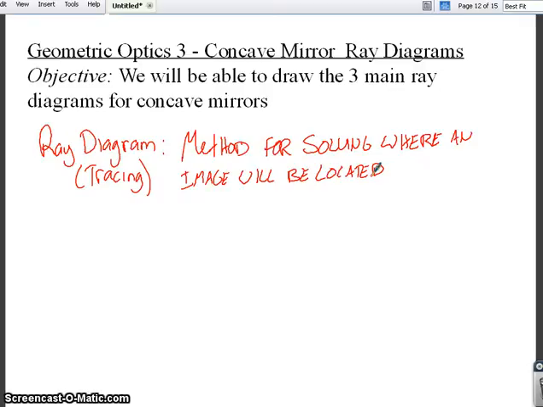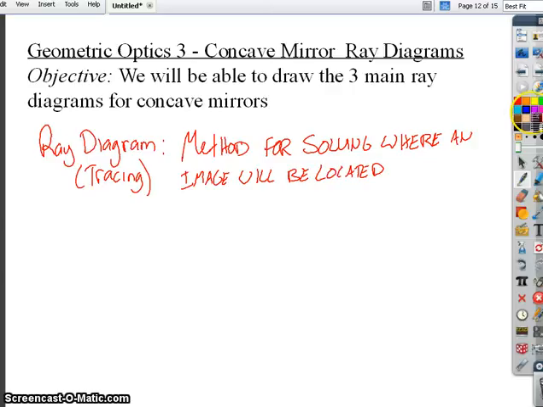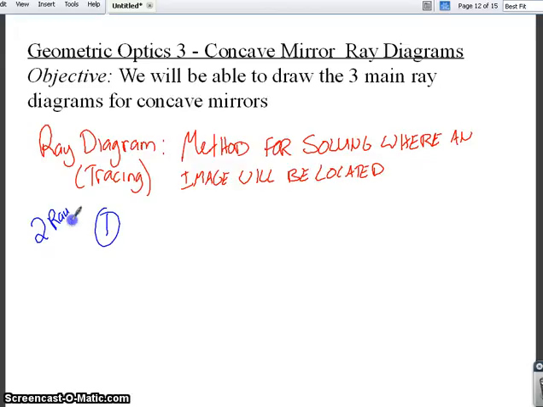Now, what you need to do basically is memorize or understand that you basically have to draw two different rays. Okay, two rays in order to make this work. The first ray is going to be a ray that is parallel to the principal axis.